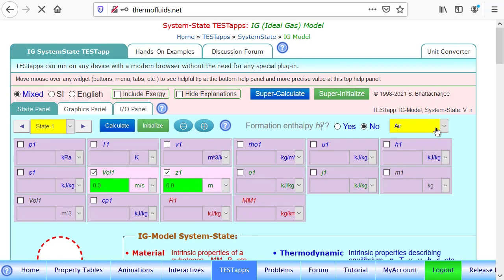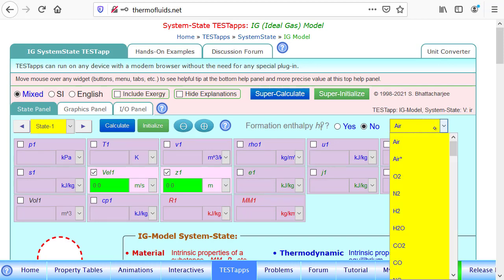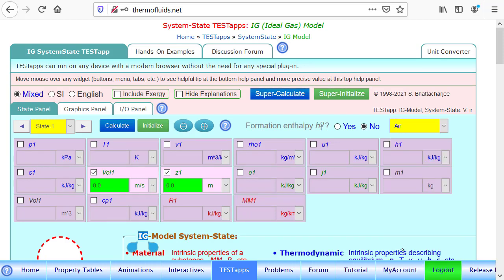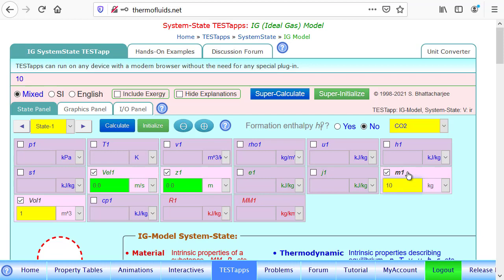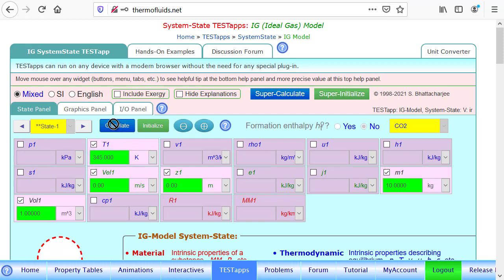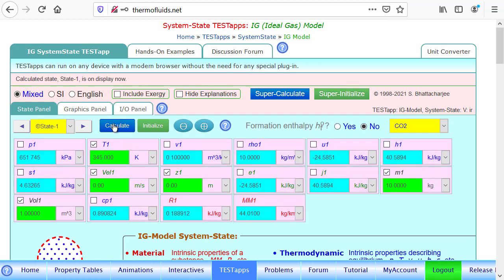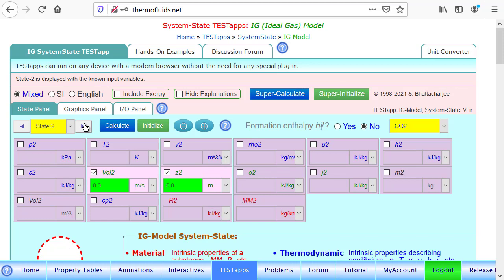and let's make up a quick problem. So we have carbon dioxide, CO2, and let's say we have a tank of volume 1 meter cube containing carbon dioxide. Let's say we have just 10 kg of carbon dioxide. We are just making up a problem, and we want to find the Cv value at 350. So we'll take a temperature slightly below 350, let's say 345, and find the state by clicking the calculate button, and we find the neighboring states.